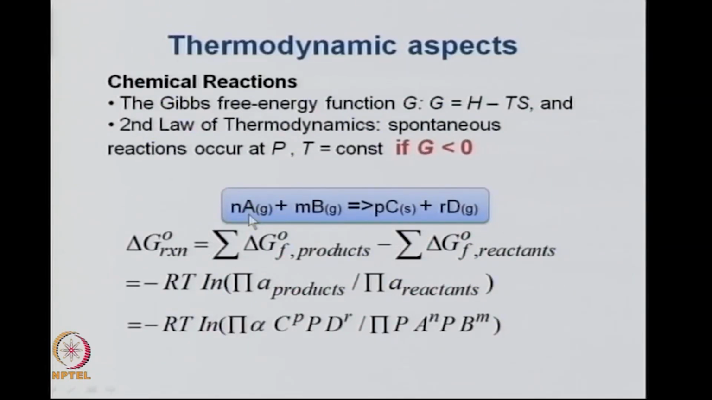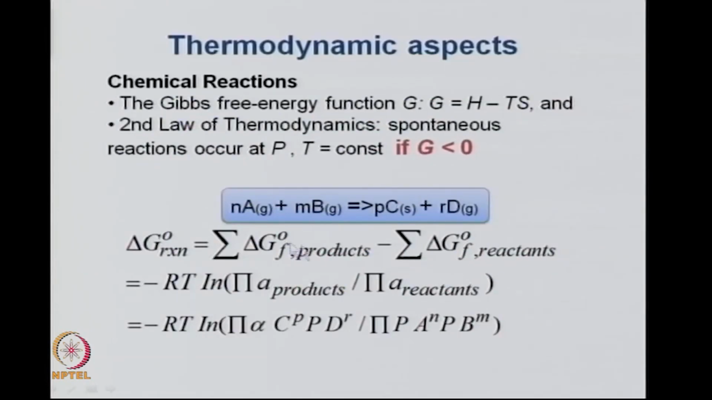molecule of A, n moles of A react with m moles of another gaseous system B to give p moles of a solid, say C, which is the thin film which will form, and r moles of another gas, say D. Now, the delta G, or the change of the free energy of the reaction, is the free energy of the product minus the free energy of the reactants.